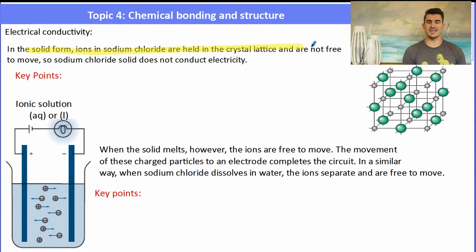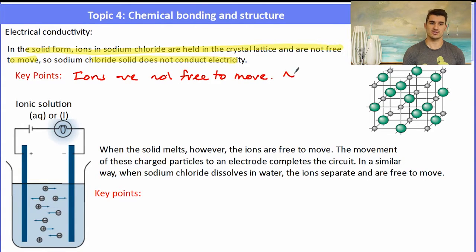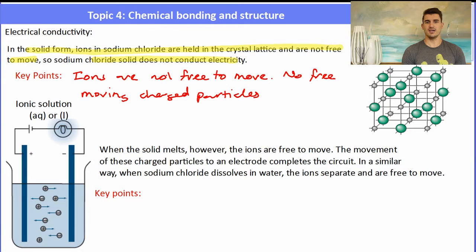Electrical conductivity. In the solid state, ionic substances do not conduct electricity. That's because the ions are not free moving. There are no free moving charged particles in an ionic solid. So for something to conduct electricity, it must have free moving charged particles. Here, all of the electrons are in the ions and the ions are held together by the electrostatic attraction.